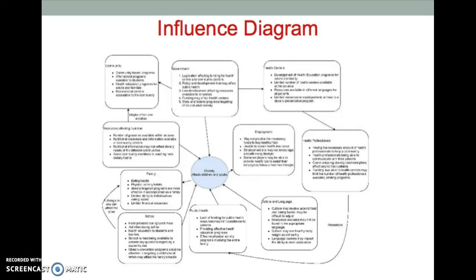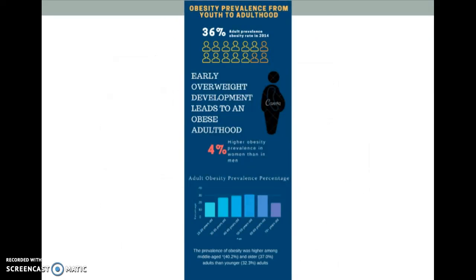Of course, unfortunately, we're not always able to work together, and we're not always able to provide the resources that we need to those people. And because of that, I was able to find information that indicated that the lack of resources for young adults and children does lead to higher prevalence of obesity in adulthood. So as we can see here from this infographic, early overweight development leads to an obese adulthood, and adult prevalence of obesity in 2014 increased to 36%.